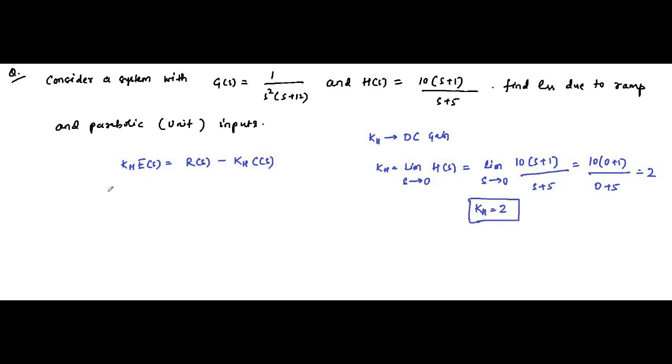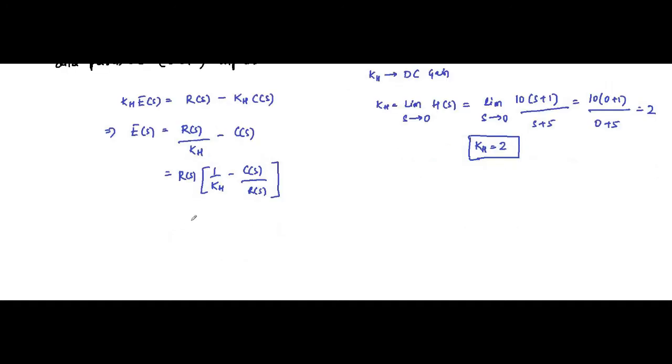So here we have to simplify it a bit like we did in all the previous cases. So it is R(s)/Kh - C(s). Again, when we take R(s) common, it becomes 1/Kh - C(s)/R(s). C(s)/R(s) is nothing but the closed loop transfer function of a control system, so E(s) is R(s) into [1/Kh - G(s)/(1+G(s)H(s))], this much.